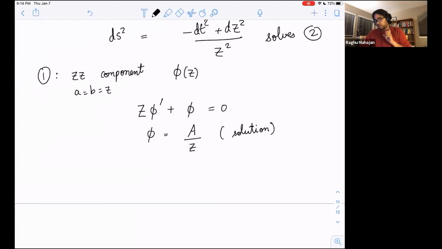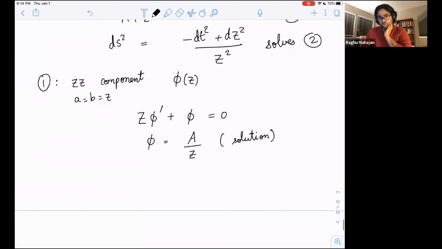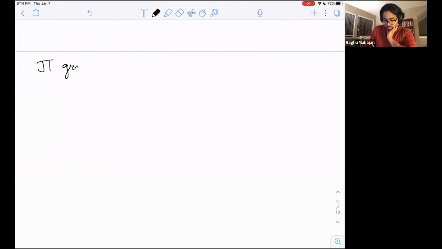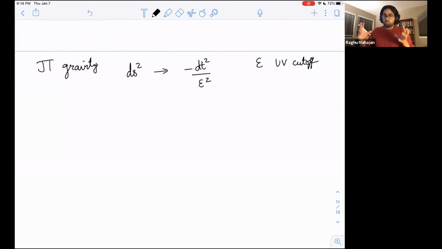But I have been a bit quick in that I have done the solution, but I haven't told you what the boundary conditions are. A theory is not just defined by the action, but you also need boundary conditions. So JT gravity boundary conditions are that ds squared should approach, near the boundary, minus dt squared over epsilon squared. Epsilon is some UV cutoff. This is saying that the metric is big. So the component of the metric is epsilon to the -2. Epsilon is a small length scale. It has dimensions of length. So this just says that the metric should become big near the boundary, constant metric.